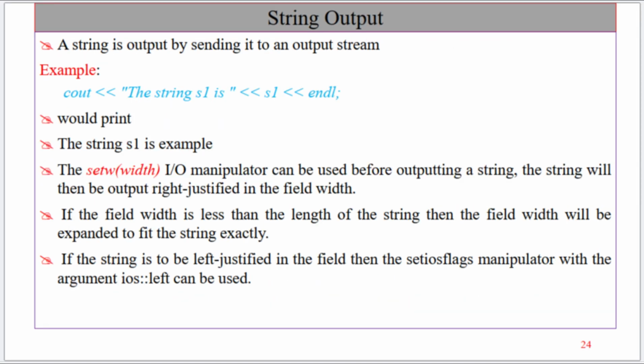23. String output. A string is output by sending it to an output stream. Example: cout << "s1 is " << s1 << endl; would print "s1 is example". The setw I/O manipulator can be used before outputting a string. The string will then be output right justified in the field width. If the field width is less than the length of the string, then the field width will be expanded to fit the string exactly. If the string is to be left justified in the field, then the setiosflags manipulator with the argument ios::left can be used.